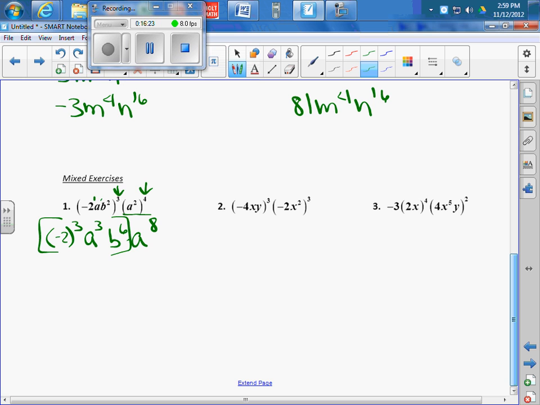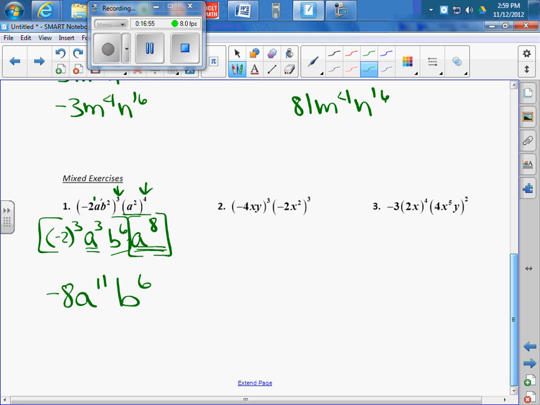I have that monomial times the monomial a to the 8th. Since I'm multiplying two monomials, I multiply their coefficients. Negative 2 to the third power is negative 8. The coefficient for this one is 1, so negative 8 times 1 is negative 8. Add the exponents of like bases. I have a to the third times a to the 8th would be a to the 11th. Bring down the b to the 6th.